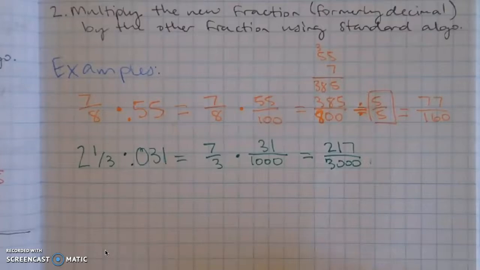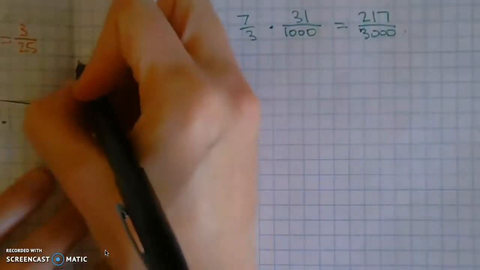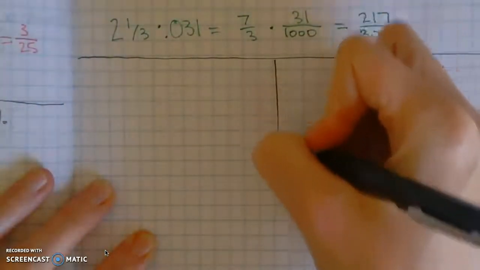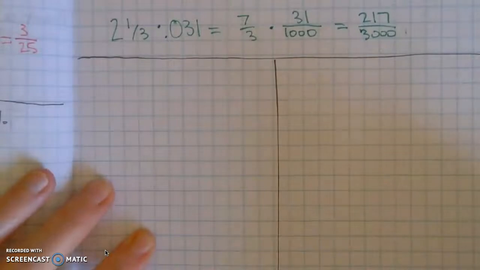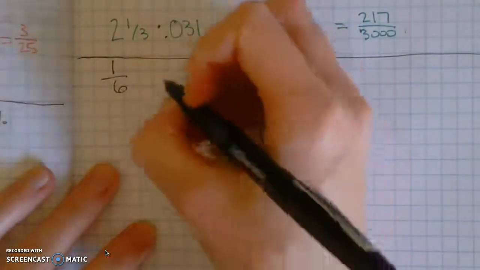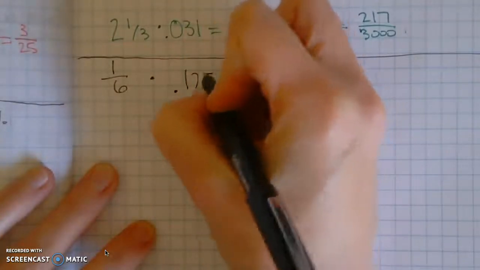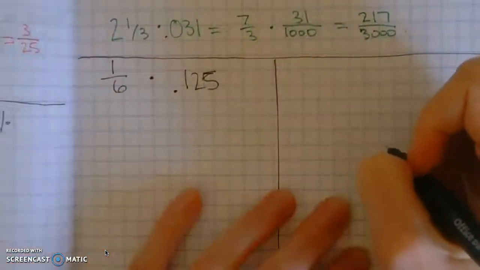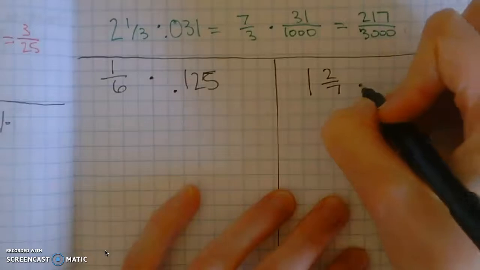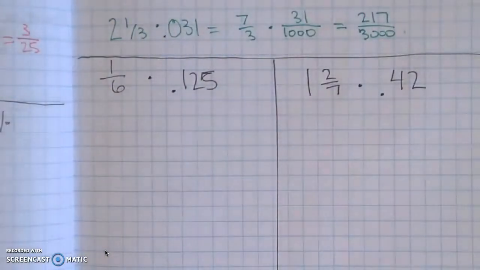So those are your examples, and I'm going to give you some practice problems. If you're like, Mrs. Grossen, that was really fast, which it was, please, please, please come into my office hours today and we will go over this before you fill out your form for this, okay? So 1/6 times 0.125, and then your last problem is going to be 1 2/7 times 0.42. Okay, so there's your practice problems for today.